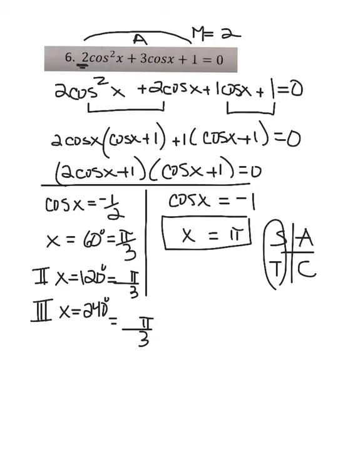Okay, and now we ask ourselves, what do I multiply 60 by to get to 120? And that's 2. So this is 2 pi over 3. Okay, and then we ask ourselves, what do we multiply 60 by to get to 240? And that's 4. So that gives us 4 pi over 3. And there's our 2 answers over there. So we have 3 answers altogether.